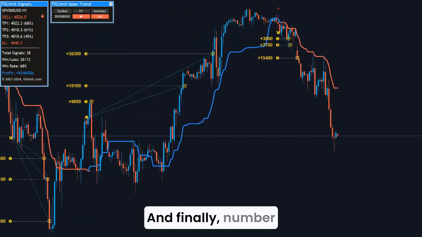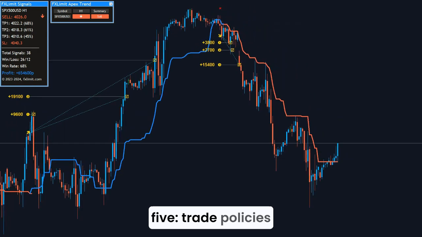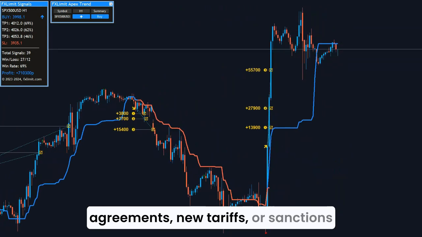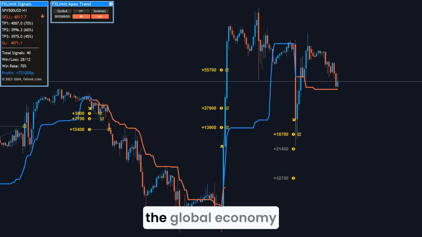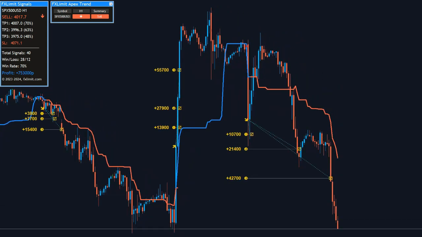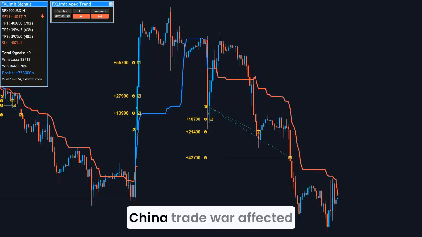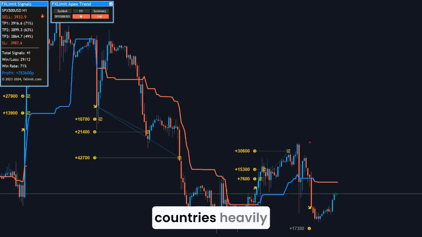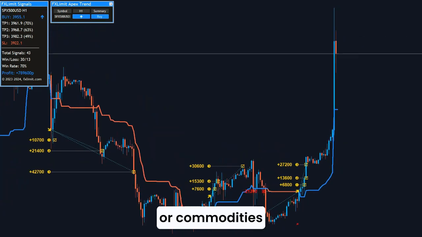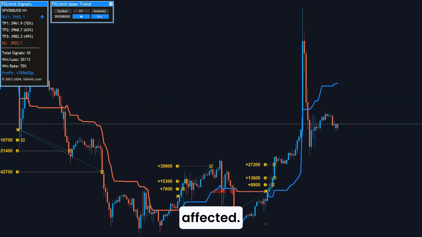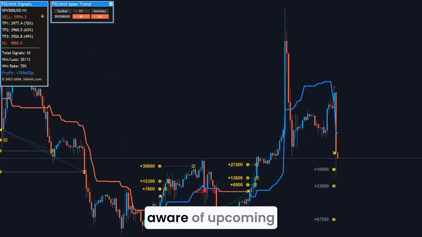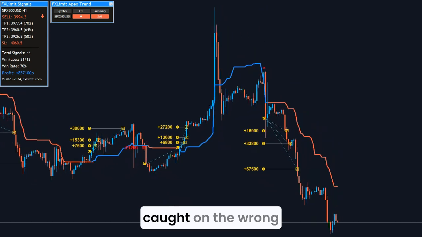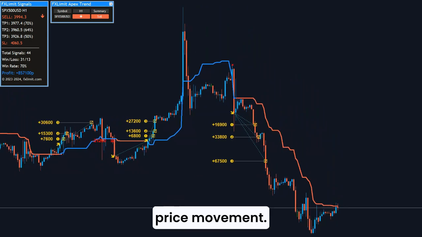And finally, number 5, trade policies and tariffs. Changes in trade agreements, new tariffs, or sanctions can reshape the global economy almost overnight. Look at how the US-China trade war affected global currencies. Currencies of countries heavily dependent on exports or commodities were among the most affected. As a trader, being aware of upcoming trade talks or announcements can help you avoid being caught on the wrong side of a sudden price movement.